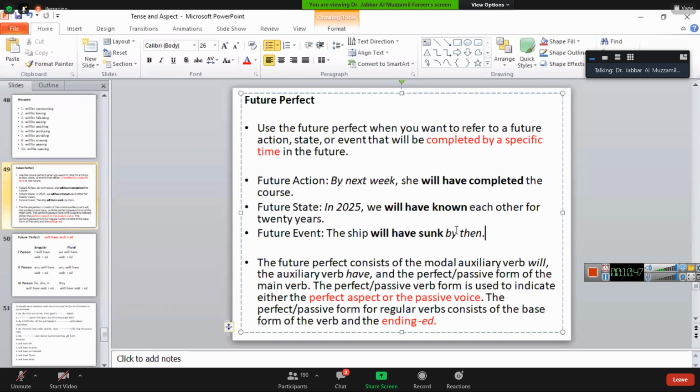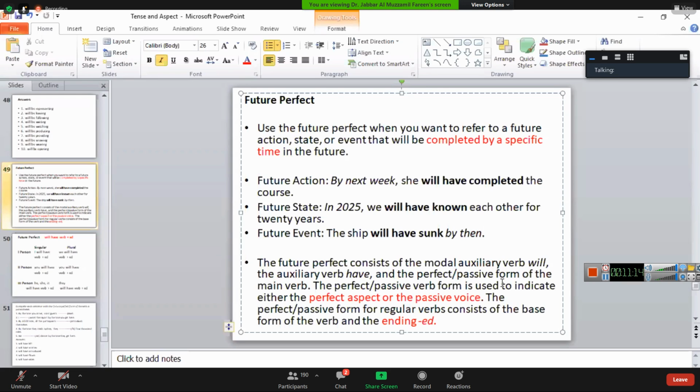There are students who will be thinking whether I have to write new or sank. Okay, please go to the third form, that is the participle form. Now, the extension. The future perfect consists of the modal auxiliary. So, what is the auxiliary here? Will. And what is the next auxiliary? Have. So, auxiliary verb will and the other auxiliary verb have.